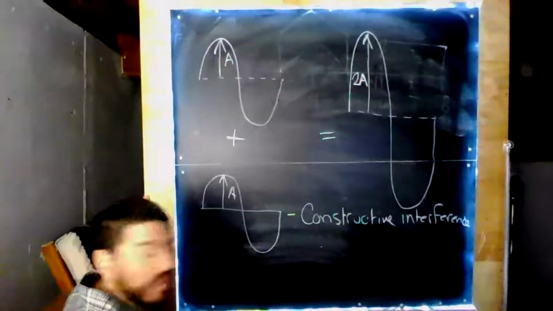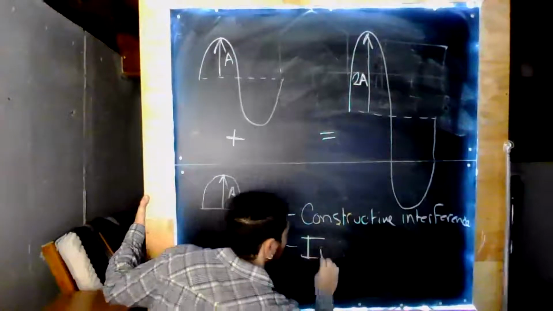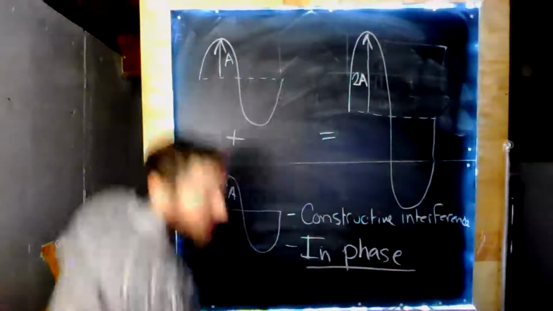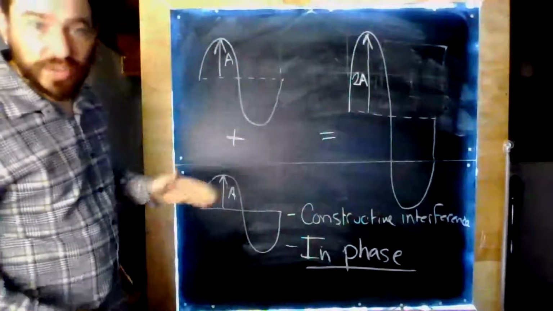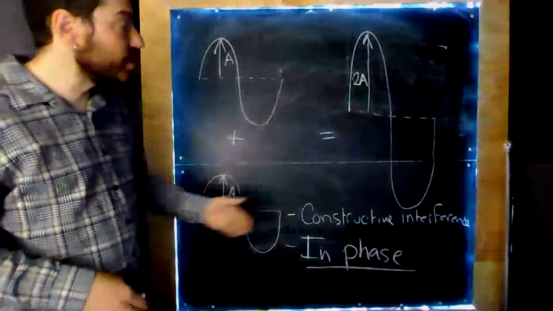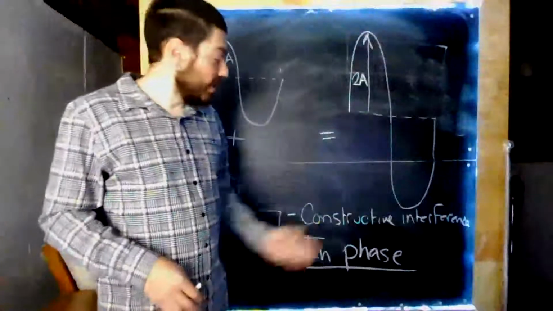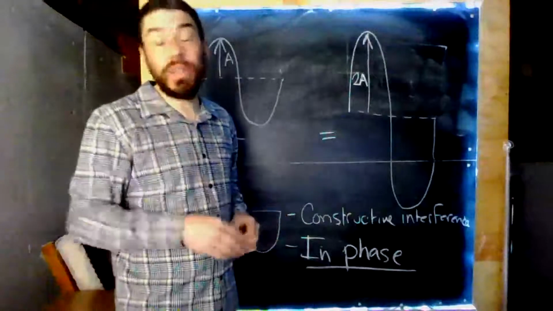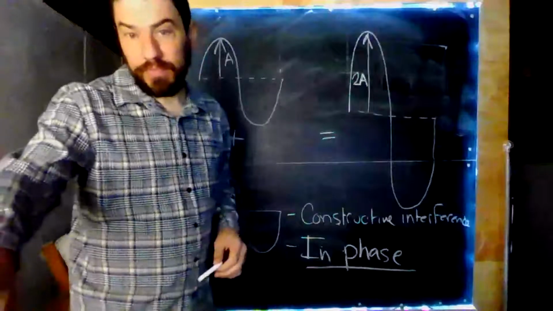So that's constructive interference. We could also say that these two waves are in phase. And so that's a term we haven't used yet. Again, the displacements are in the same direction, so these two waves add. We call that constructive interference. They are in phase.